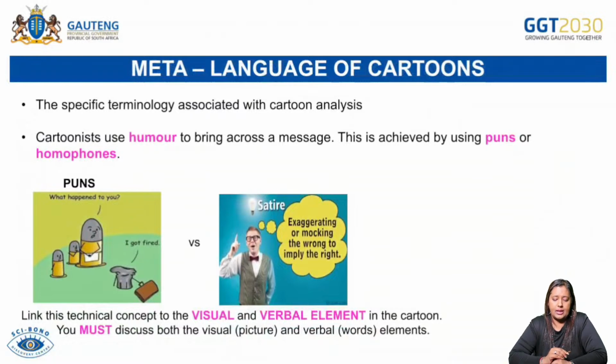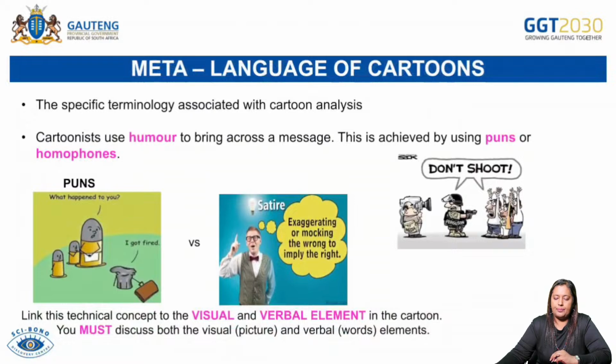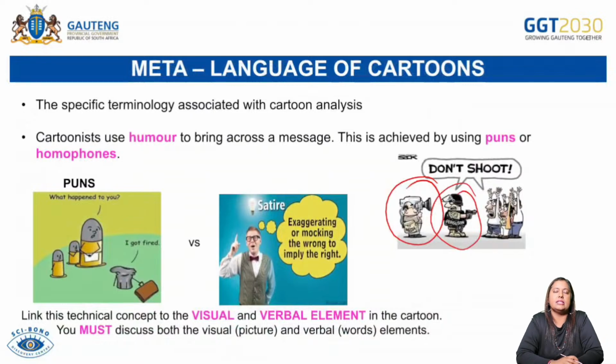Then satire. This example is obviously exaggerating or mocking the wrong to imply that it is right. Okay, that is satire. Remember that: mocking. For example, don't shoot. Look at the images there. We've got a cameraman with the camera and he does a shoot. And then we've got the person who is obviously the terrorist here, who's going to shoot the people down, and here he's got a gun which is going to fire off. So don't shoot is that play on words of both meanings that you're going to look at.